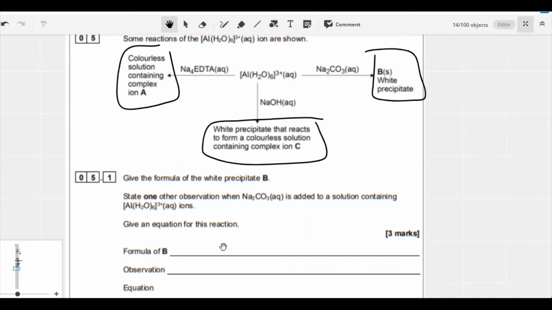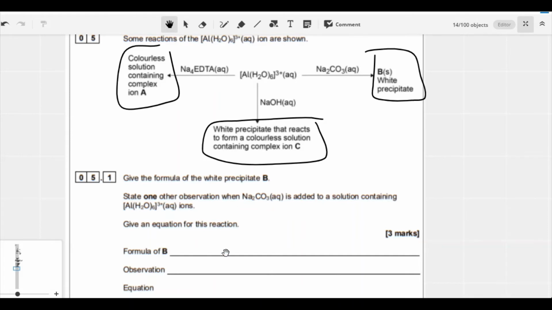First of all, here is the observation and the equation as well. If you see in this case, the carbonate ions actually react with aluminum. So that will produce carbon dioxide gas.